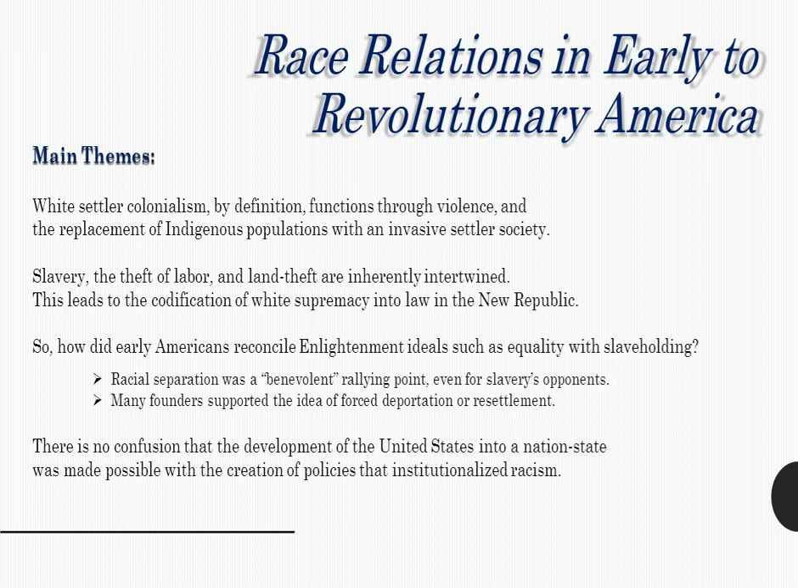So how did early Americans reconcile their Enlightenment ideas, such as life, liberty, and the pursuit of happiness, or freedom from tyranny, with the institution of slavery? And how do we now square that circle with race relations?